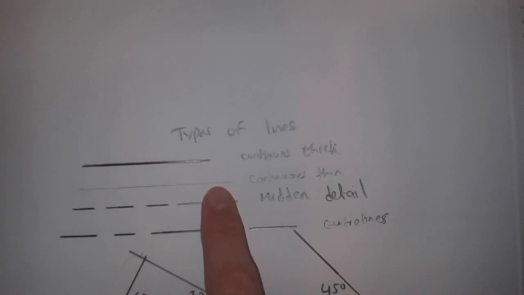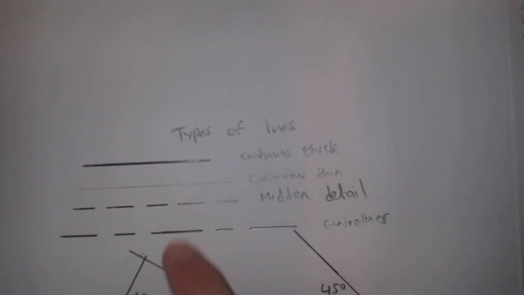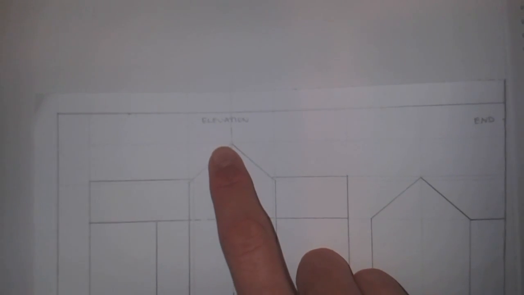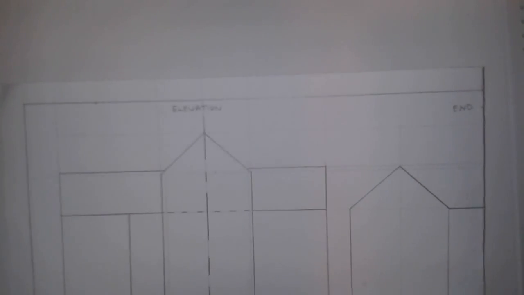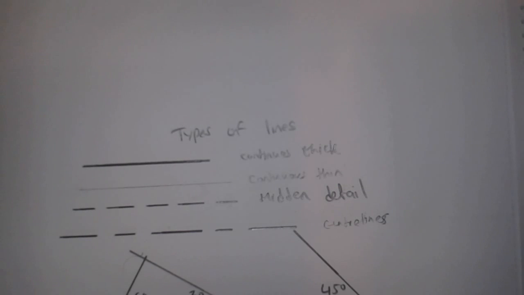The continuous thin line would be more of a construction line. So it'll be thinner and have less line weight. So it'll be lines like so. Used for your own guidance, and they're meant to be as thin as possible.